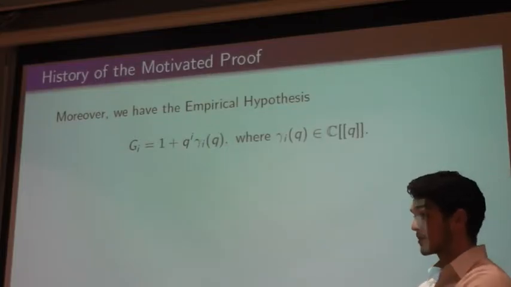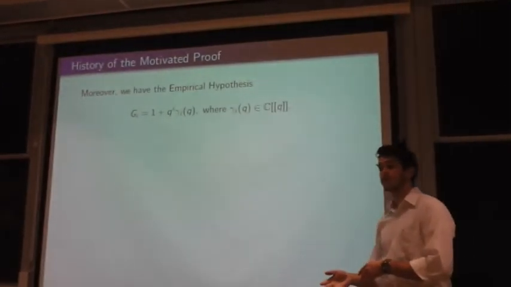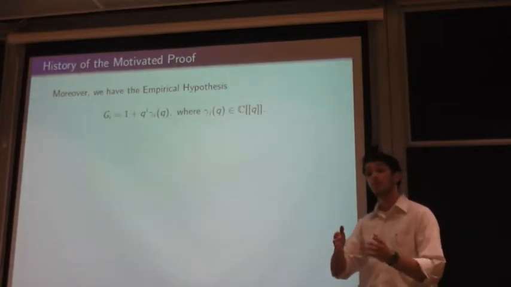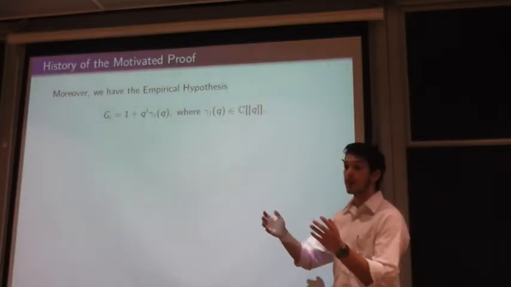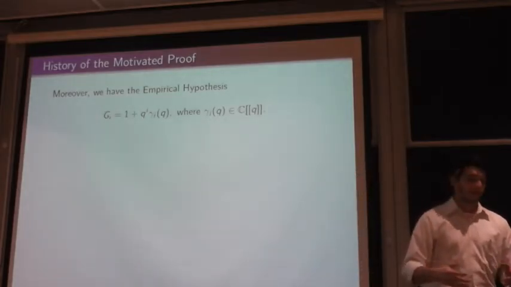And this goes back to the verification question. We know that each of these G sub i are well defined in this regard because they start in this form. They start 1 plus q to a power times another power series.